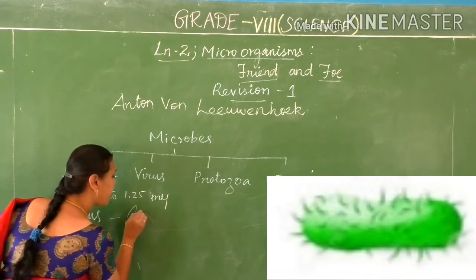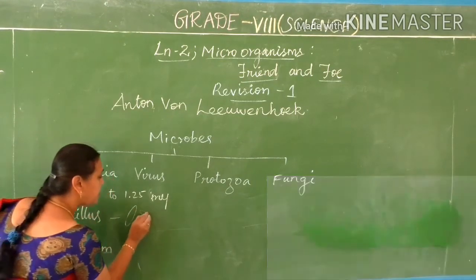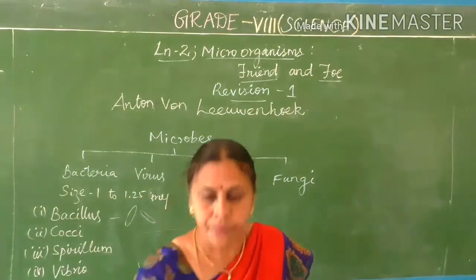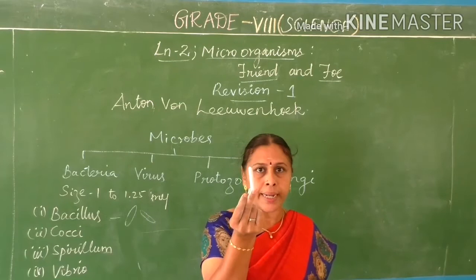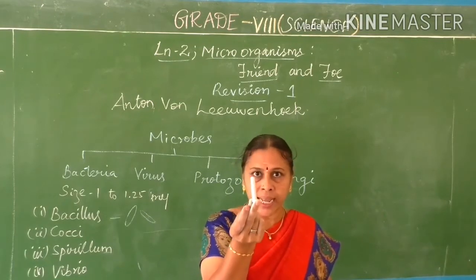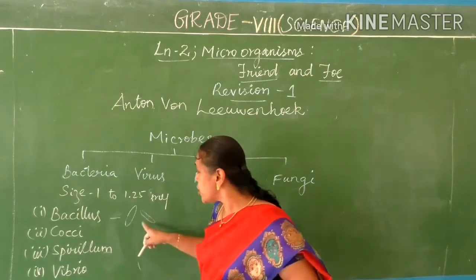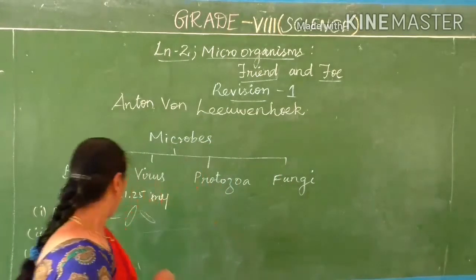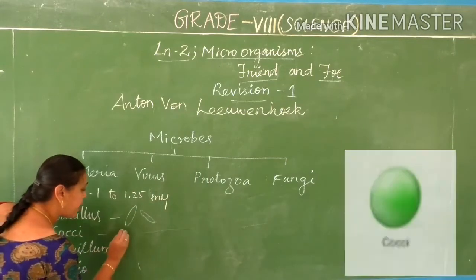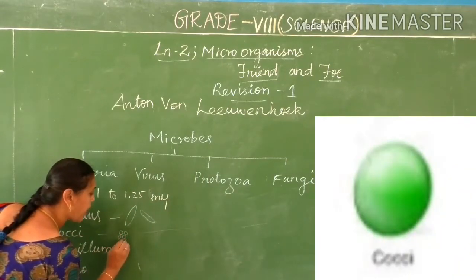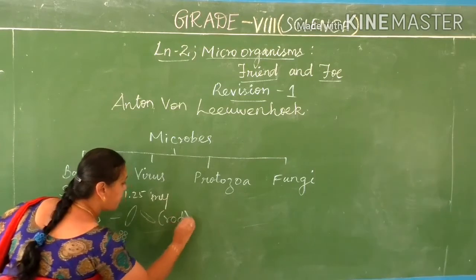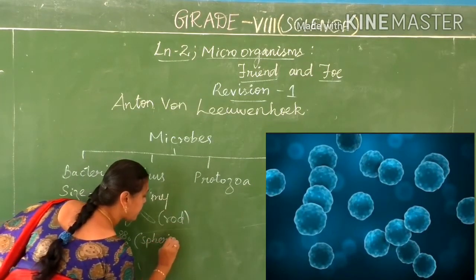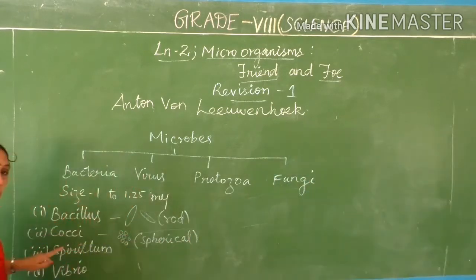Bacillus is nothing but rod shape. It will be straight, like a rod. For example, is this chalk having any bend? No, it is straight, like a rod. That is why rod-shaped bacteria are named bacillus. And cocci means the spherical shaped bacteria, round structure. That is called cocci.